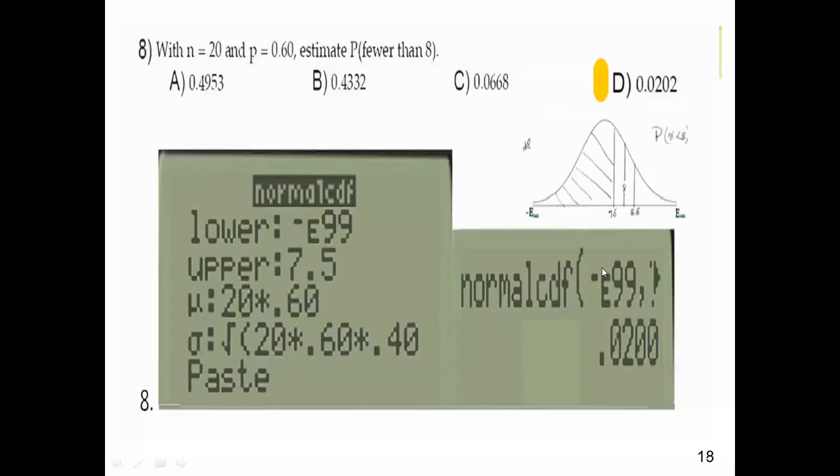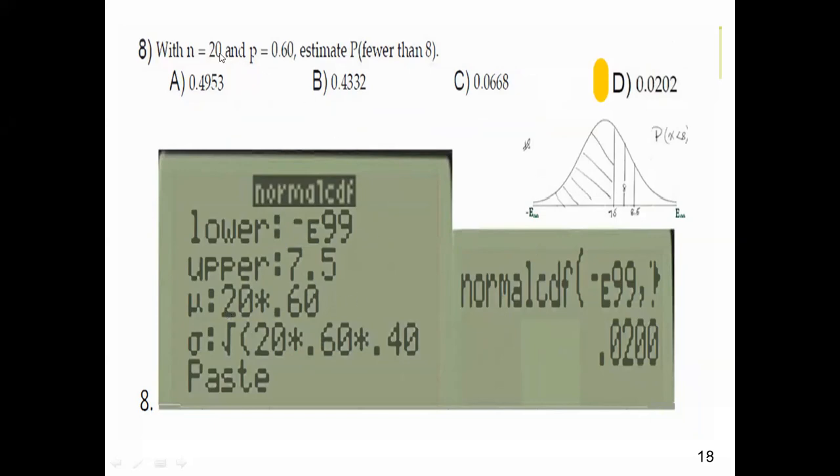Fewer than 8. All right, so there's my 8, there's 7.5, there's 8.5. Fewer means I'm going to my left, but fewer than 8 does not include 8. So I'm going to start at 7.5 and go to my left. I'm not going to start at 8.5 because I'd go right over the 8. Don't want that. There's my lower bound, negative E99. There's my upper bound, 7.5.